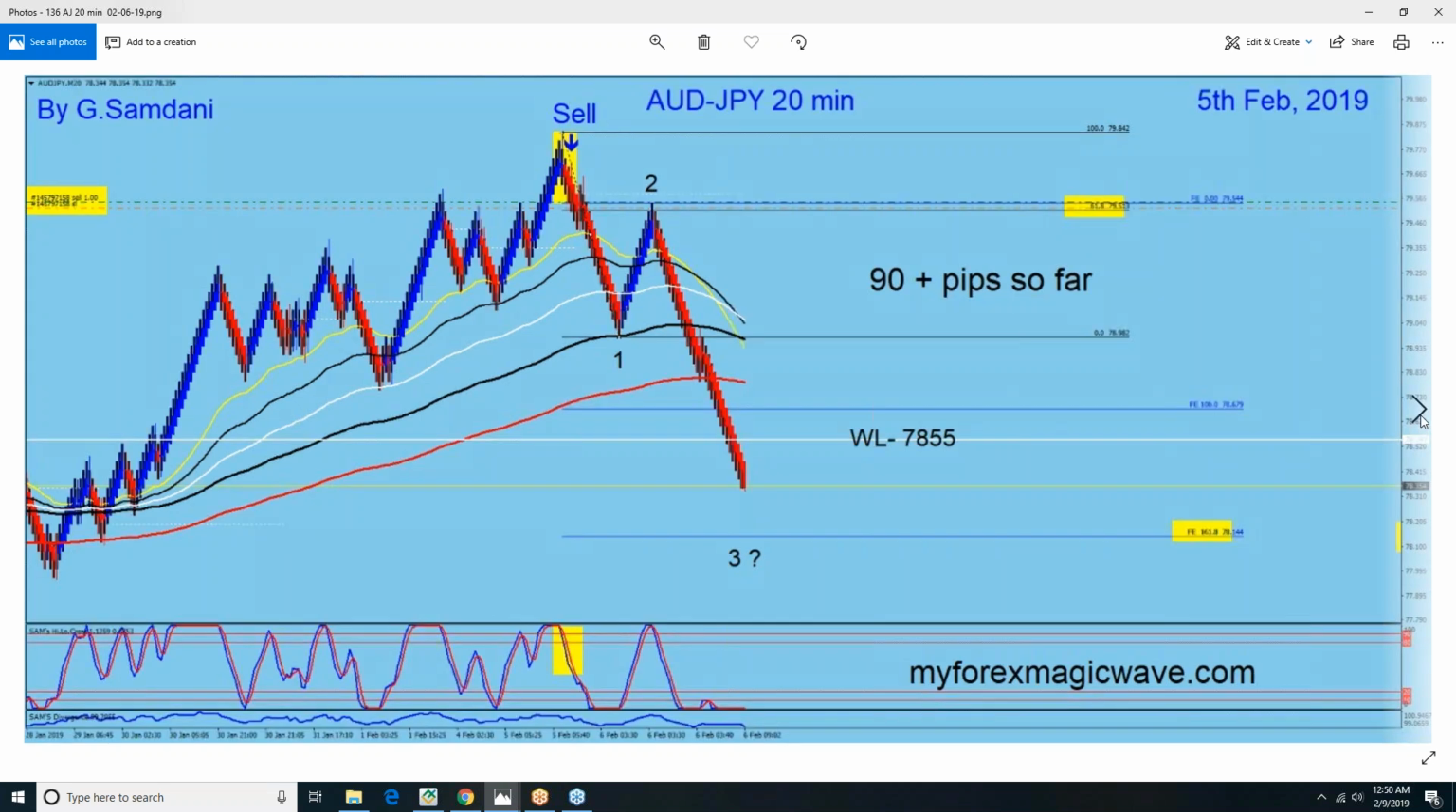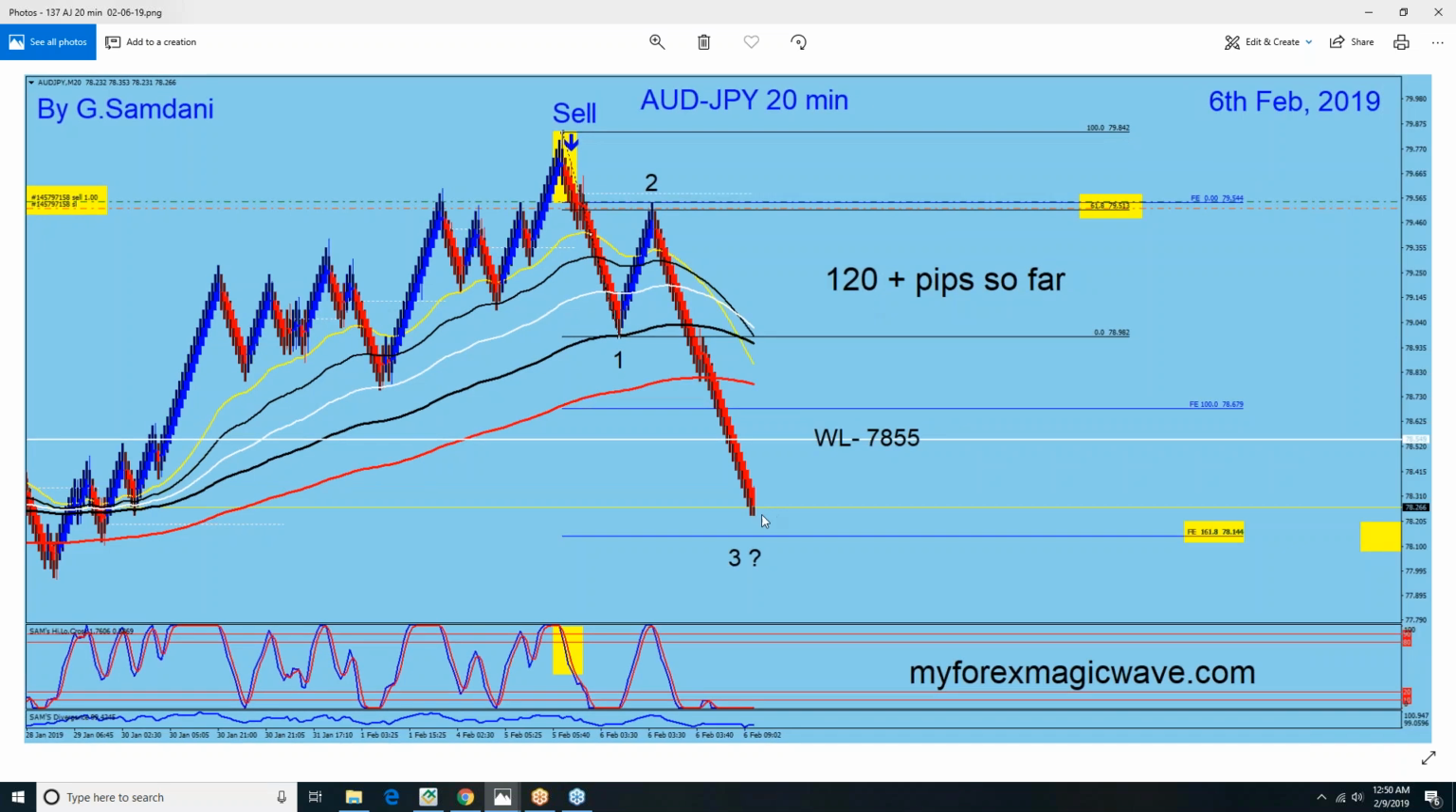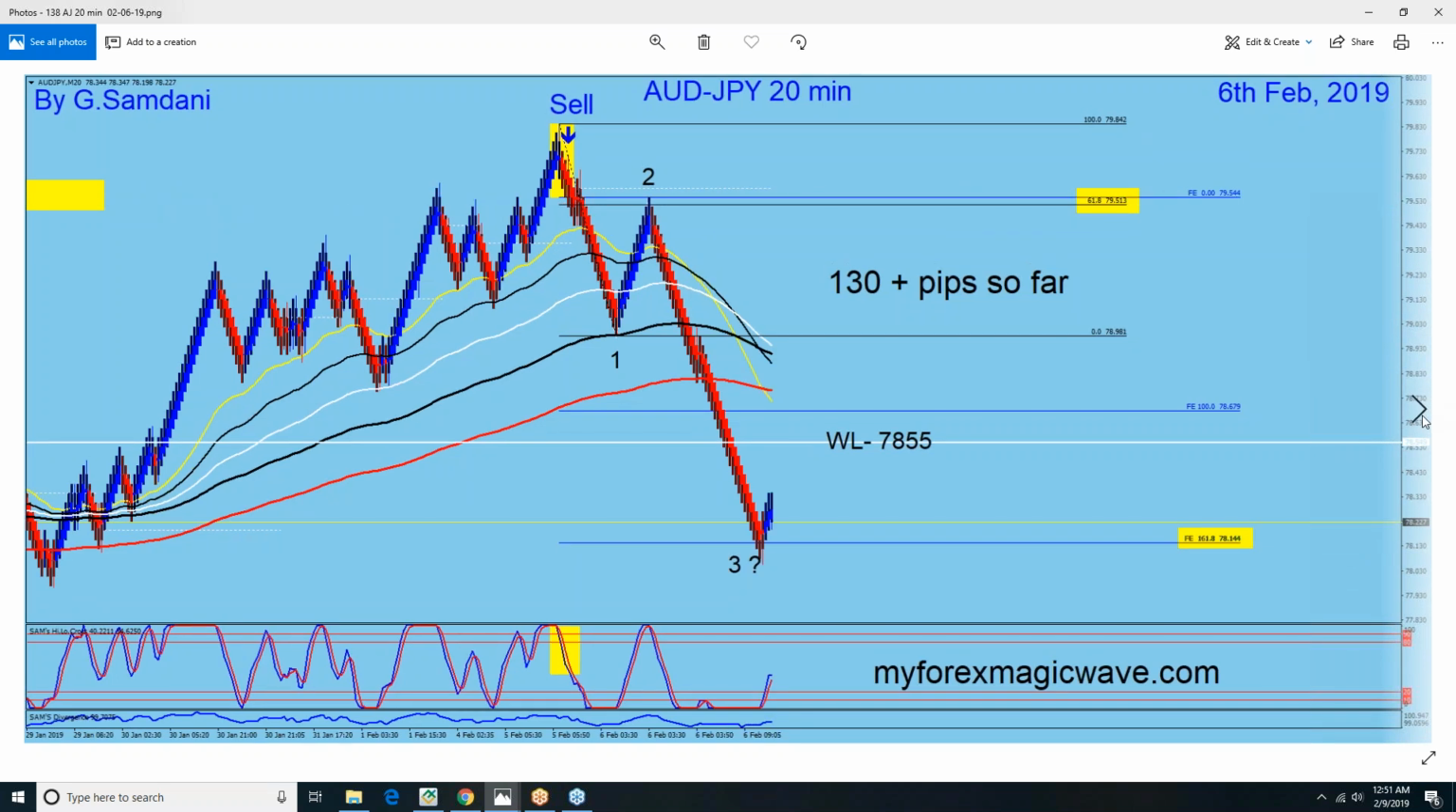I'm holding. Again, I'm holding. 120 pips so far. But at that time, I was going out somewhere. So what I did is I pulled the TP all the way down here and placed it on 1.618 exactly. And it hit that and boom, trade closed.